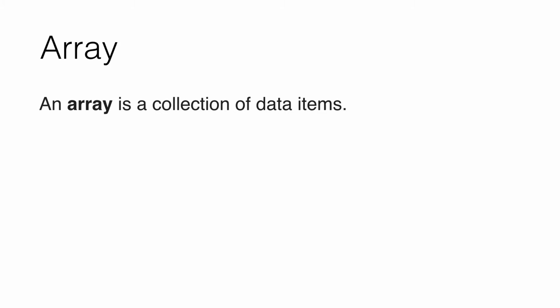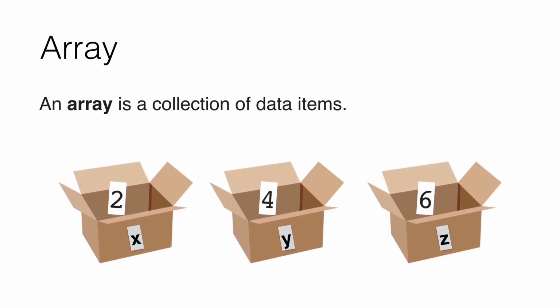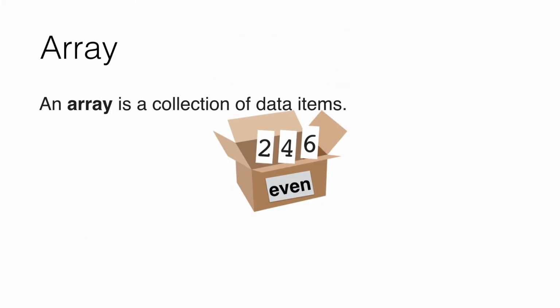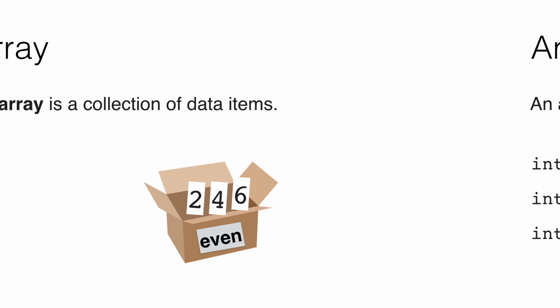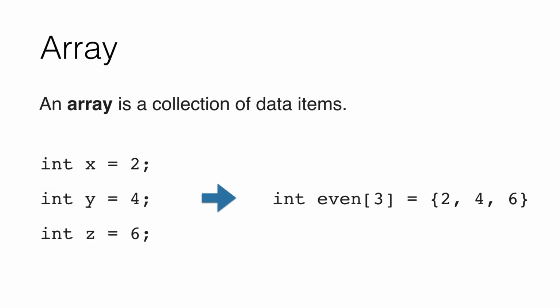An array is a collection of data items. Imagine we have 3 numbers that need to be stored in 3 different variables. With an array, you can store a list of numbers without creating a new variable each time. Here is an example of writing an array in C programming.